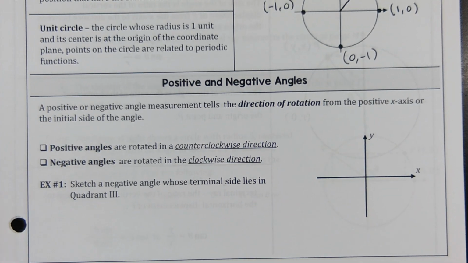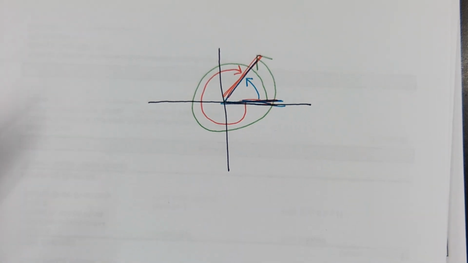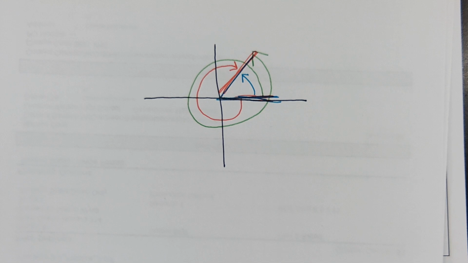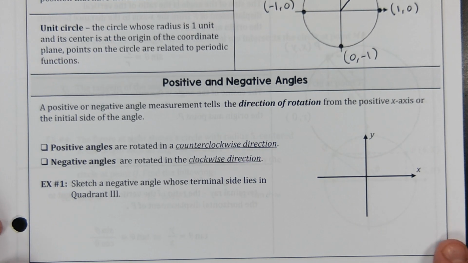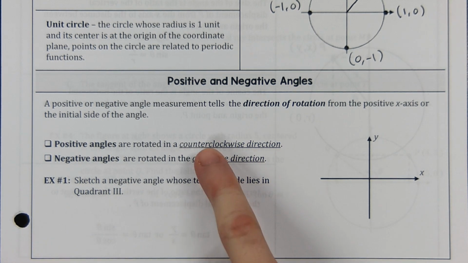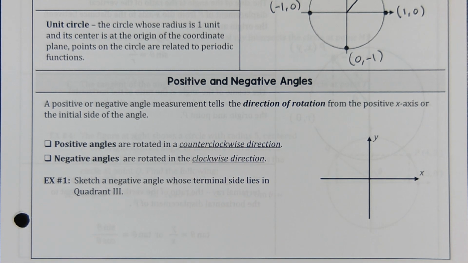A moment ago, I drew this. And you might have noticed that I had a blue and a red arrow that went opposite directions. Those mean something that hopefully you remember from geometry. One of them is a positive angle, and the other is a negative angle. Positive angles begin at the positive x-axis and go counterclockwise. Negative angles begin at the positive x-axis and go clockwise.